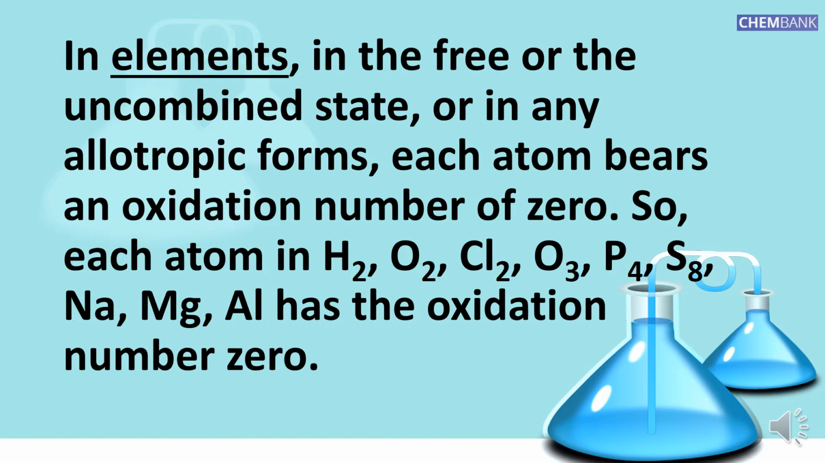Let us discuss the rules to find out the oxidation number. The first one: elements in the free or uncombined state, or in any allotropic forms, each atom bears an oxidation number of 0. So each atom in H2, O2, Cl2, ozone, P4, S8, sodium, magnesium, aluminium has the oxidation number 0.